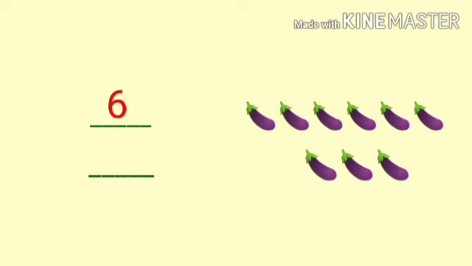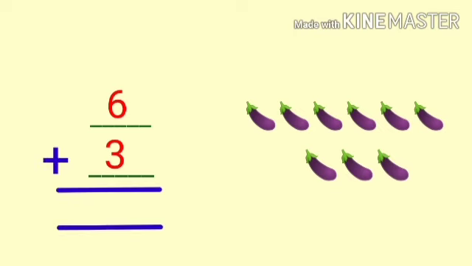Next, we count the number of brinjals in the second line. These are 3. Now, we write 3 below 6. Next, we take addition. To get the addition of these two numbers, we count all these brinjals together. By counting all these brinjals, we get 9. So, by adding 6 and 3, we get 9.